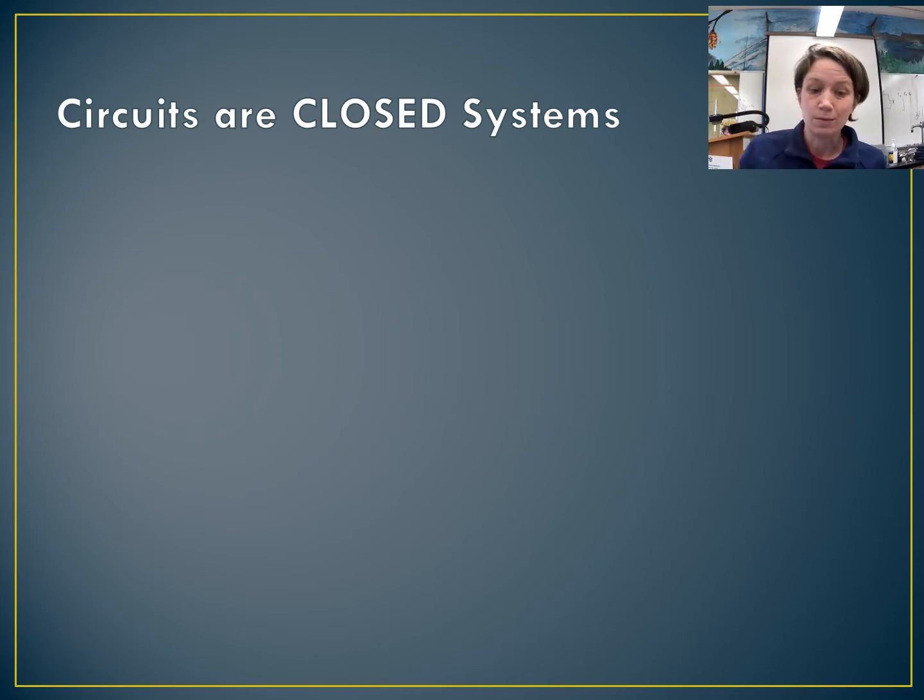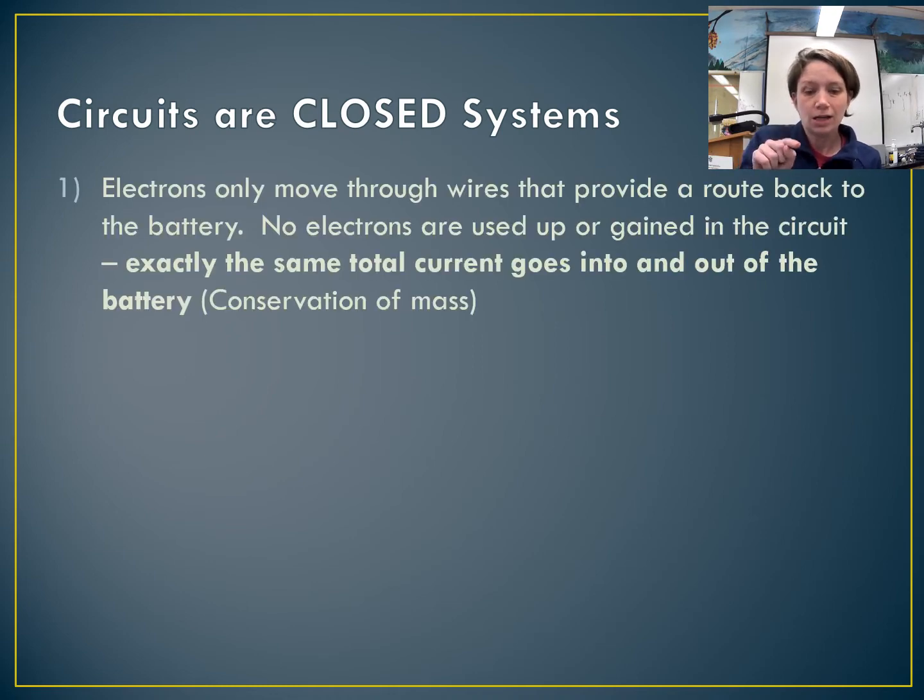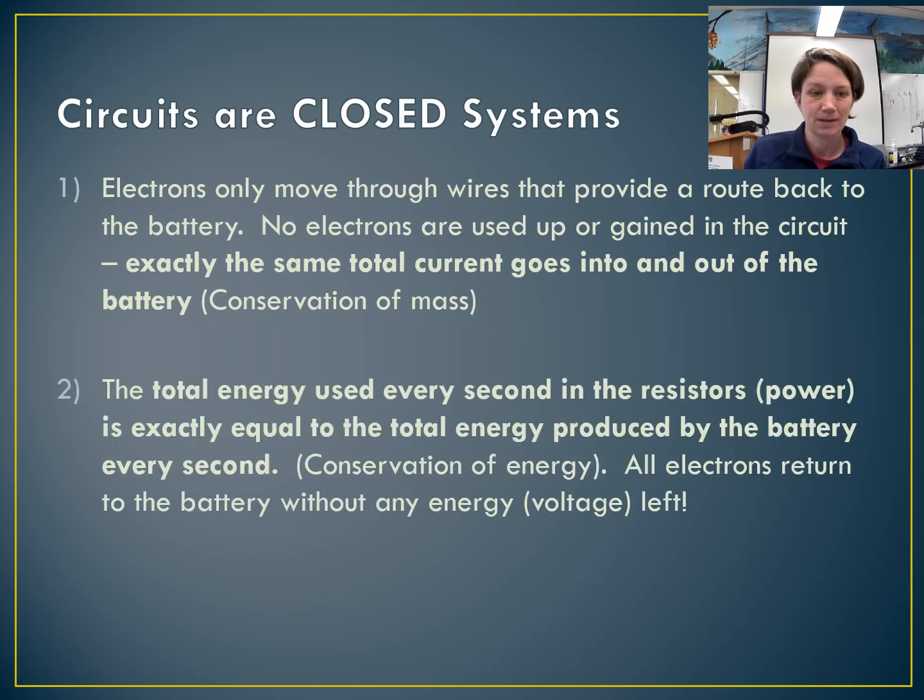Circuits are closed systems, which means our conservation principles are going to hold. Electrons are only going to move through wires that provide a route to get back to the battery, and we're not allowed to lose any electrons, create any electrons, or destroy any electrons in that process because of conservation of mass, because it's a closed system. And what that tells me is that the same amount of current is going to go out of the battery as is going to be coming back in again to conserve mass.